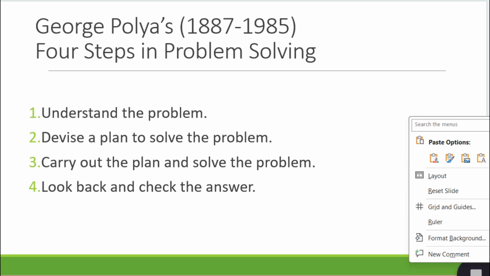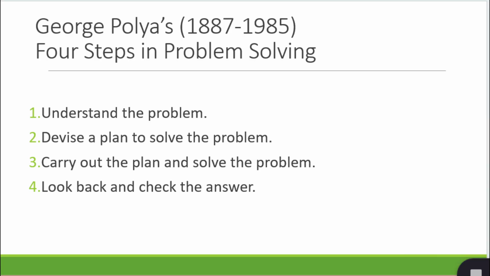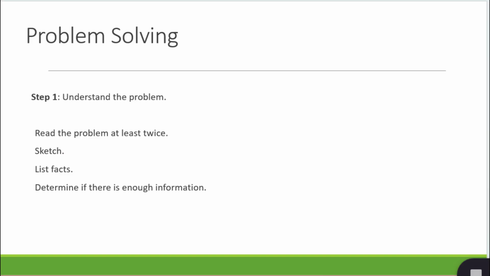Okay, so let's go through each step. All right, so step one is understand the problem. Most of the time you're going to have to read the problem a couple of times. Most students look at a word problem and they immediately kind of cringe and think that they don't understand it, so they're not even going to try. But this can really help you. Read the problem at least twice. Read it as many times as you need to, basically.